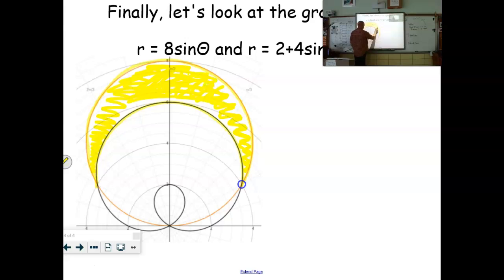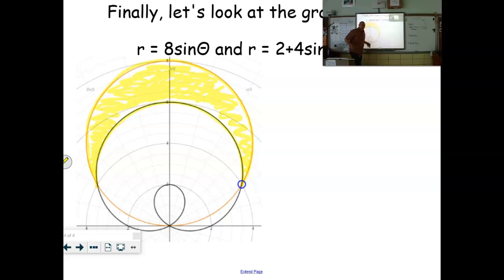Well, I shouldn't say I want to. Next year, you're going to want to be able to find the area of this crescent moon. In order to find that, I have to find out what values of theta create these two pieces of the graph. That's going to be my goal.